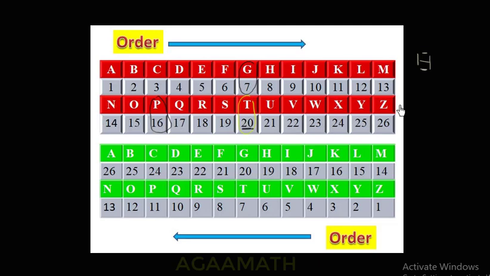In this way you can remember the values, and this is the order to be remembered: A1, B2, C3, D4. You also have to remember it in reverse, like Z1, Y2, X3, W4. It means A26, B25, C24, D23, E22. Whenever you are going to code or decode, you should have an idea of these things. Let us see one more thing to be known.